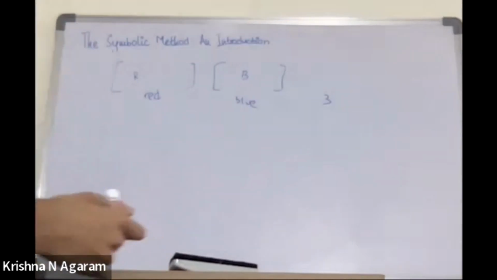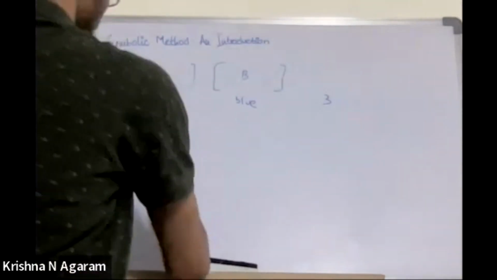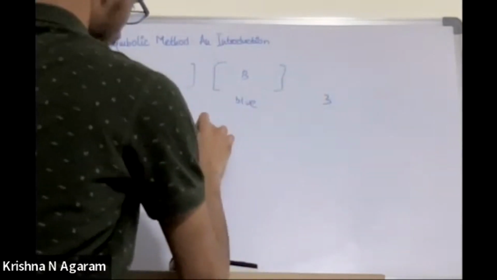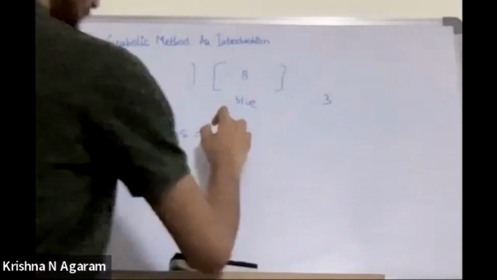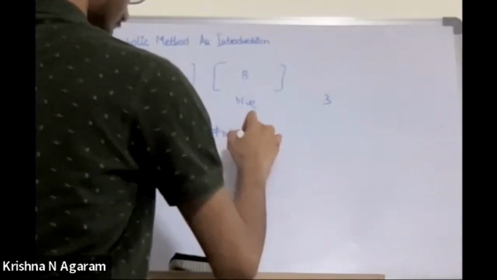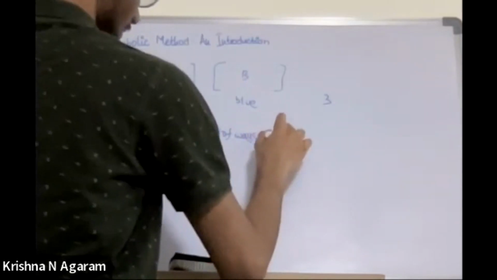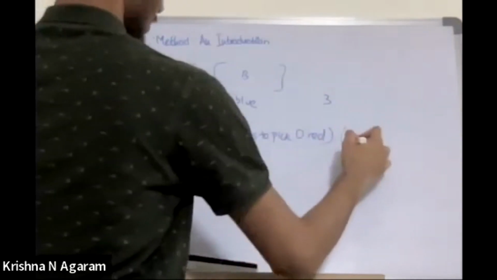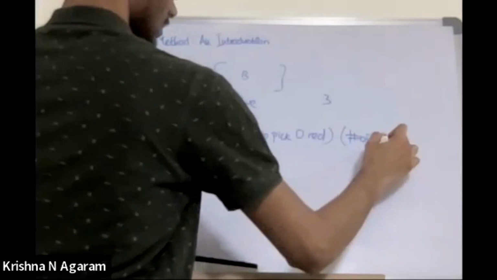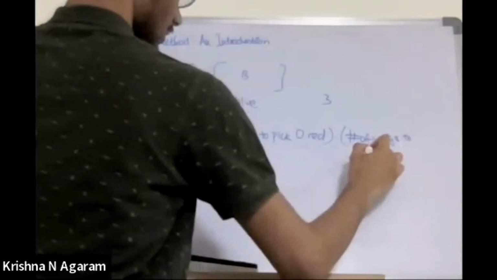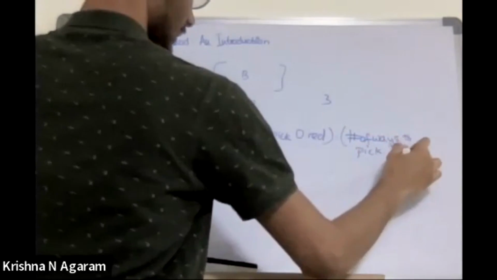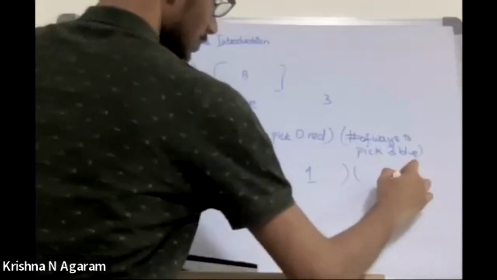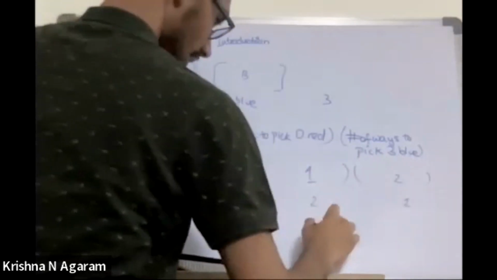Okay, wait. So what you can do is, you just said that the answer is the number of ways to pick 0 red times the number of ways to pick 3 blue, right? 3 minus 0 blue, plus this 1 and this 2, right? 2 and 1, and 3 and 0.